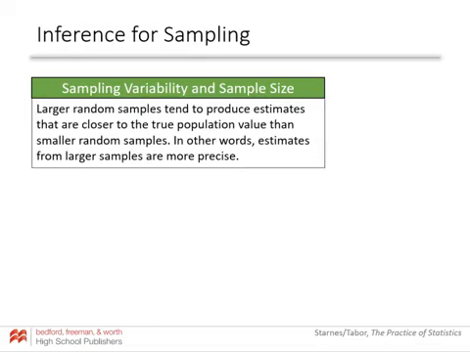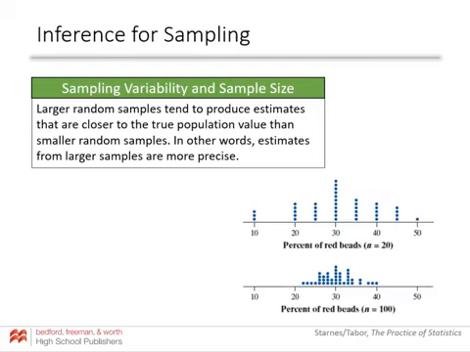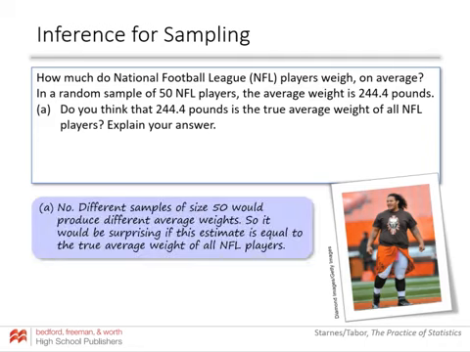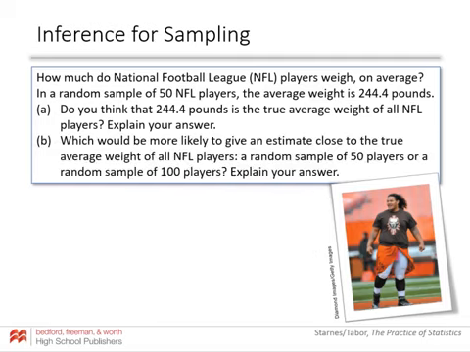One way we can decrease sampling variability is to increase sample size. The larger the sample size, the less we're affected by outliers, so the sample mean will be closer to that true value, the population parameter. So, we have a sample of 50 NFL players. Their average weight is 244.4 pounds. If we weighed every single player in the NFL, would their average weight be 244.4? Probably not. It would be somewhere close, but it's probably not going to be exactly 244.4.